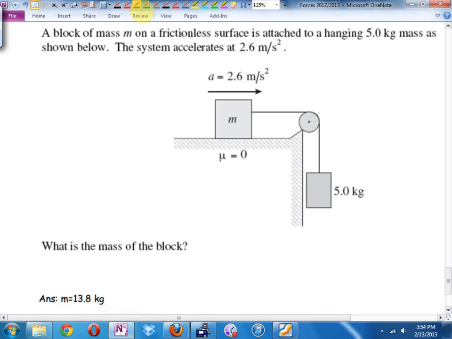What are the forces acting on the 5 kilogram mass? Get the obvious one. I'll call that M2 because it's the second mass. What else? Tension. What are the forces acting here? M1G. Normal force. Any friction? Says mu equals 0, so none, right?